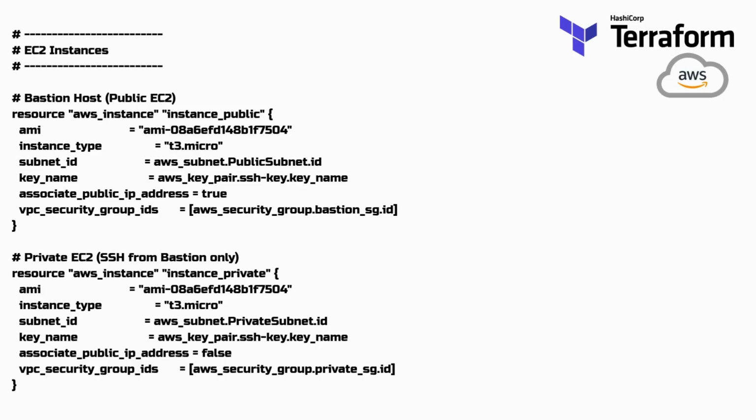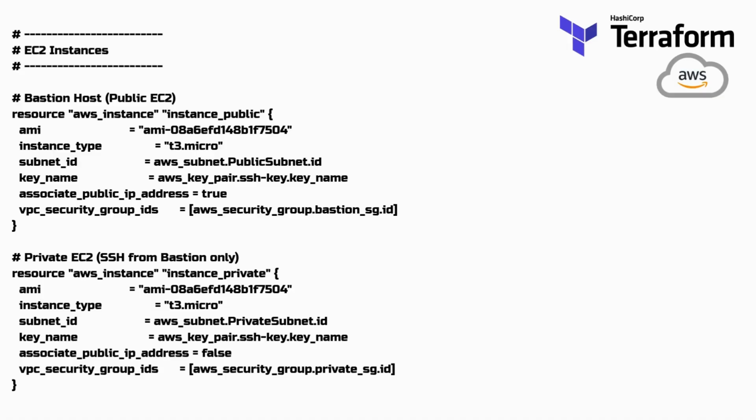The AMI defines which machine image I want to use. In this case, I've selected an Amazon Linux AMI ID. The instance type is set to t3.micro, which is a small and cost-effective instance type, good for demos or lightweight workloads. The subnet ID points to the public subnet that I've already defined earlier in my VPC setup. Because it's in a public subnet, it can be reached from the internet.